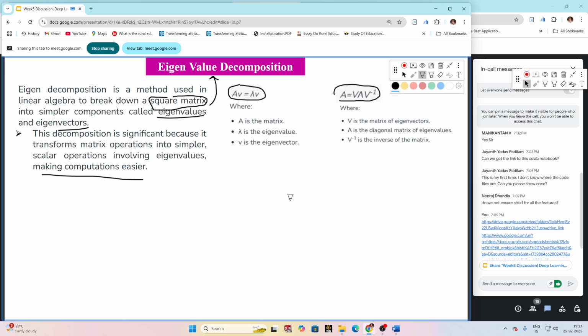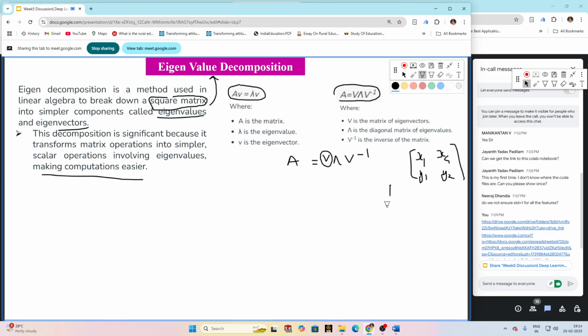Again I am repeating: we have a square matrix A. What we are doing by eigenvalue decomposition is breaking the matrix into simpler matrices involving eigenvectors and eigenvalues. How are we breaking it? By V lambda V inverse. What is V? V contains the eigenvectors column-wise. If you have x1, y1 as your first eigenvector and x2, y2 as your second eigenvector, then this will be the V matrix, the matrix containing eigenvectors.